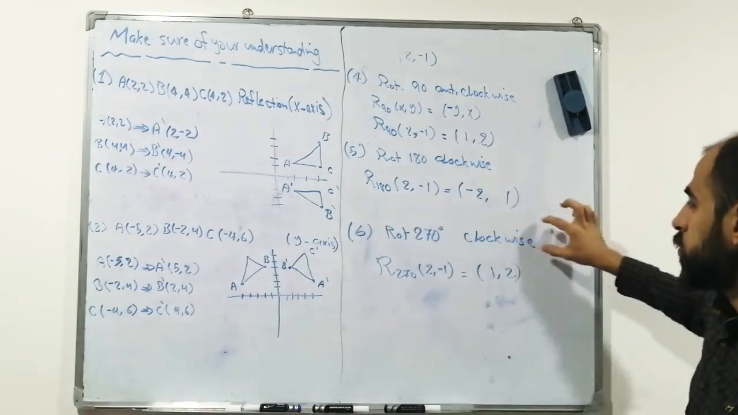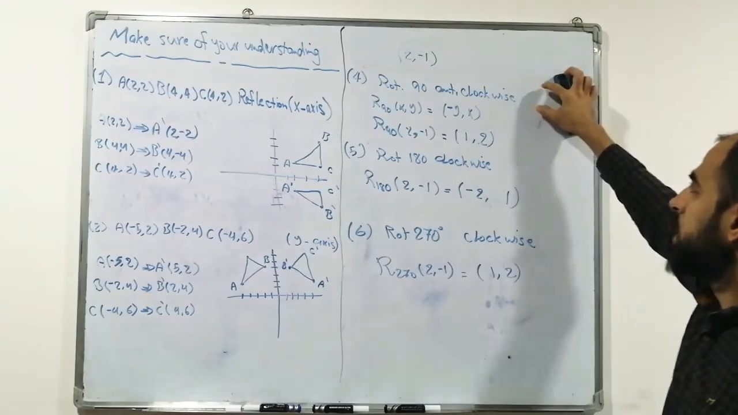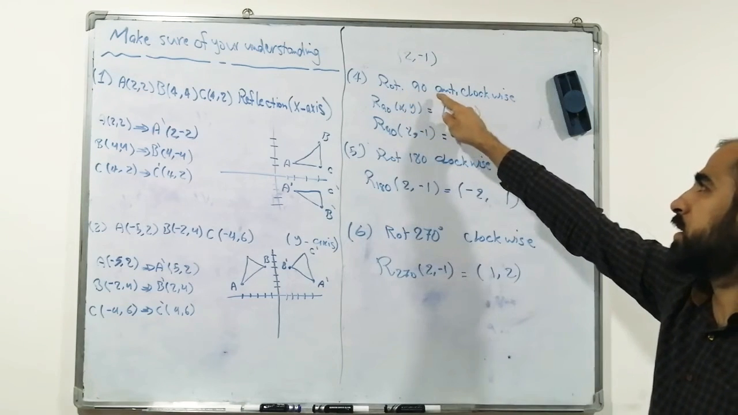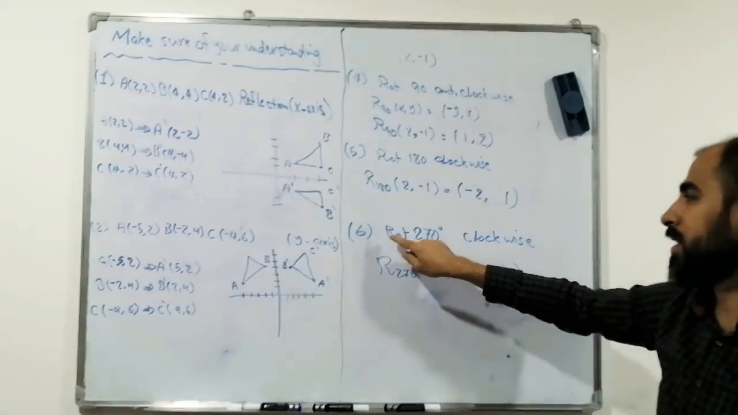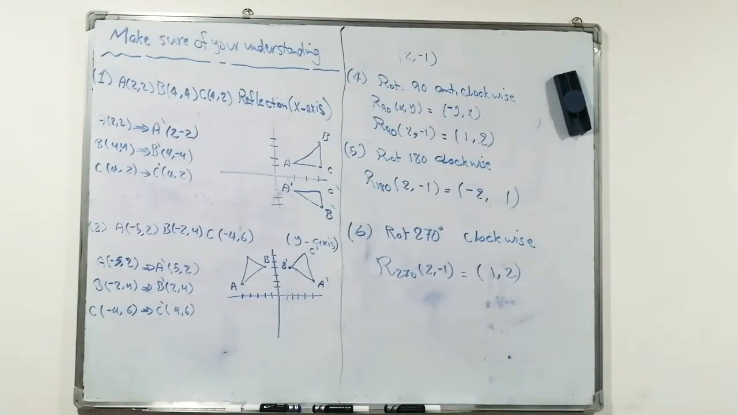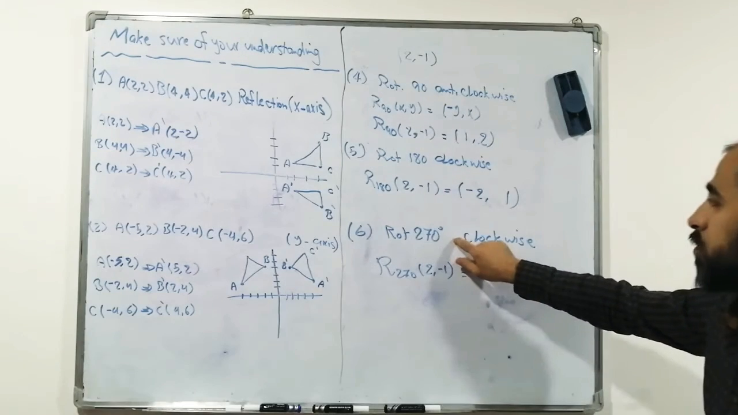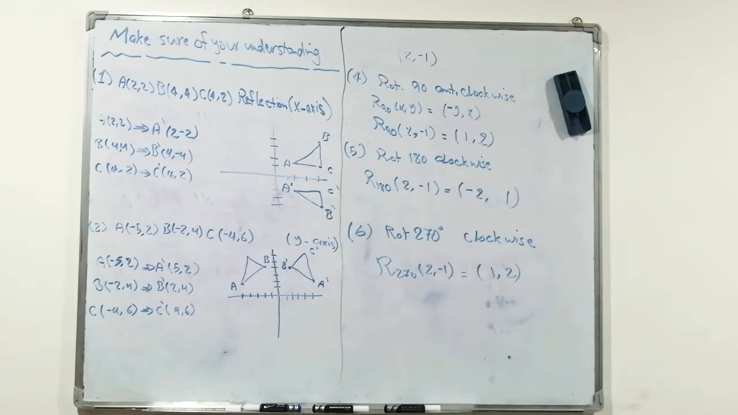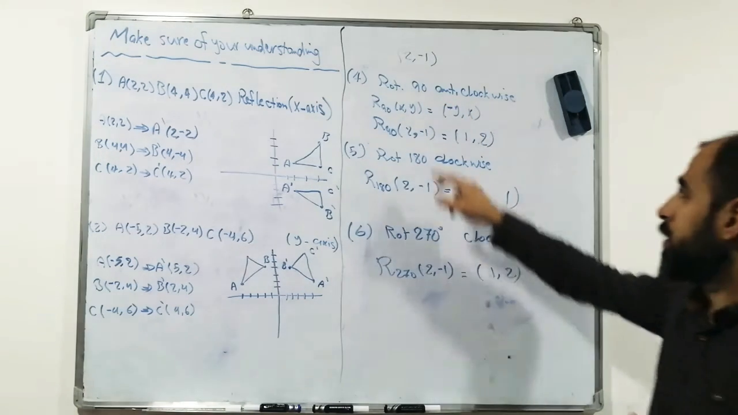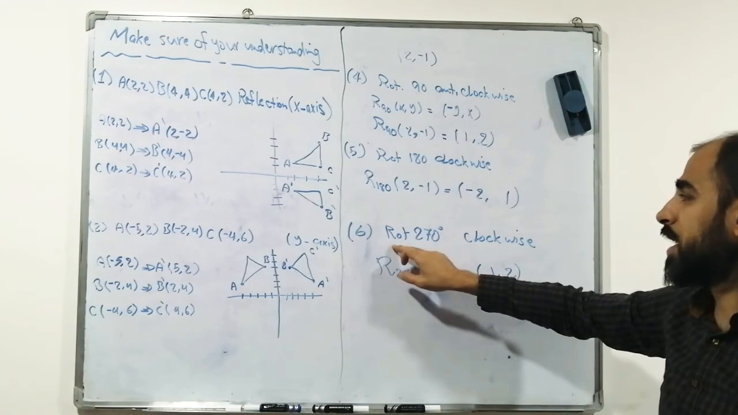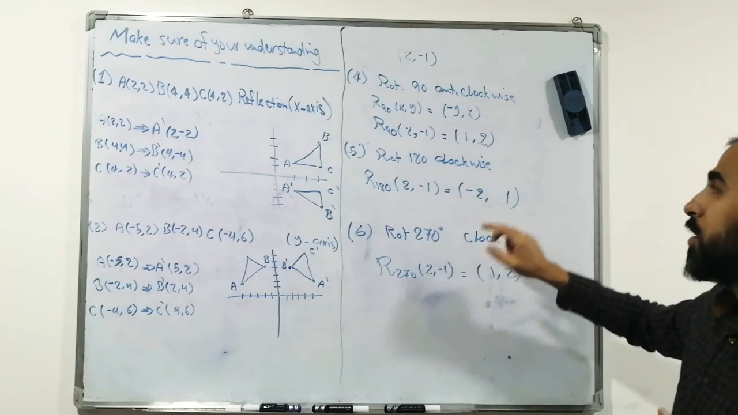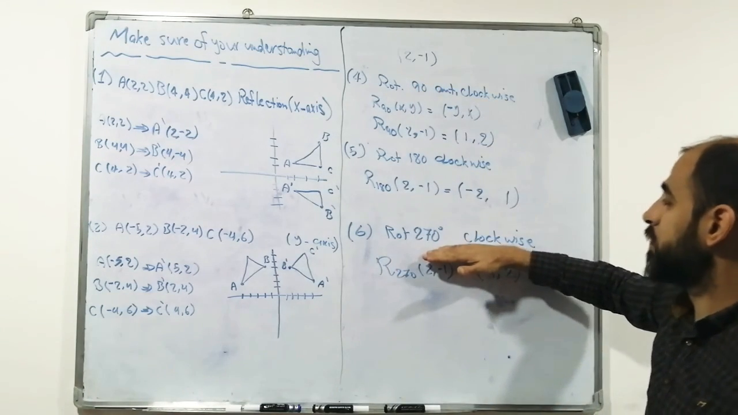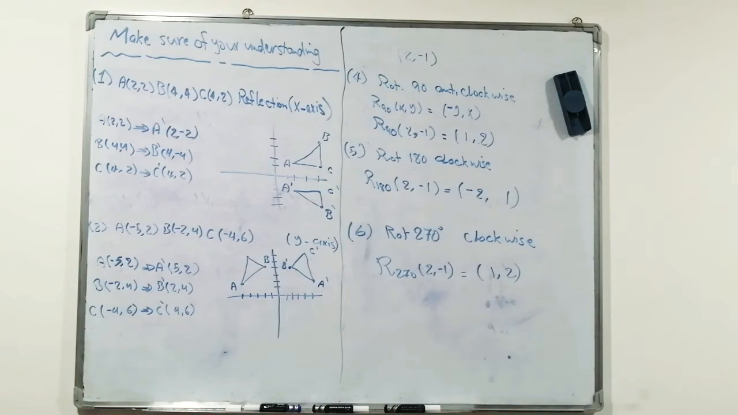We notice that the rule of rotation 90 degree anti-clockwise equals exactly the rotation 270 clockwise, and the rotation 270 anti-clockwise is like the rotation 90 degree clockwise.